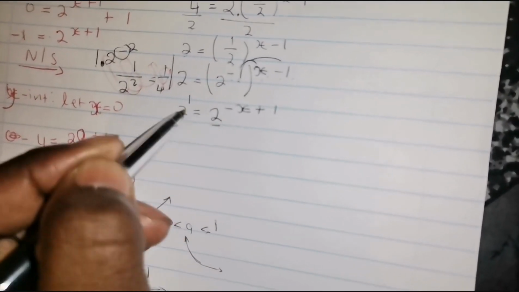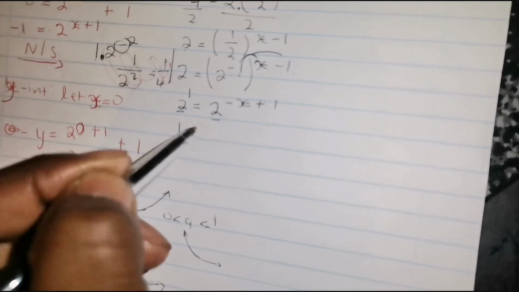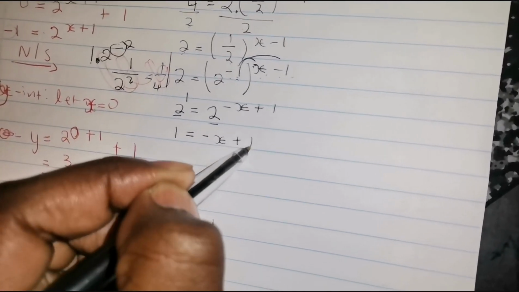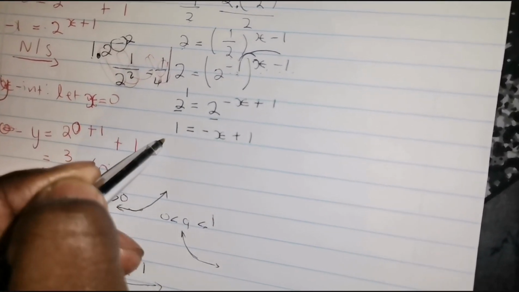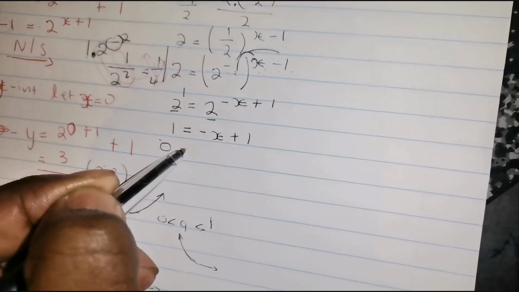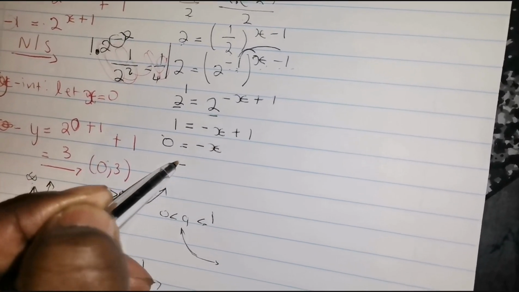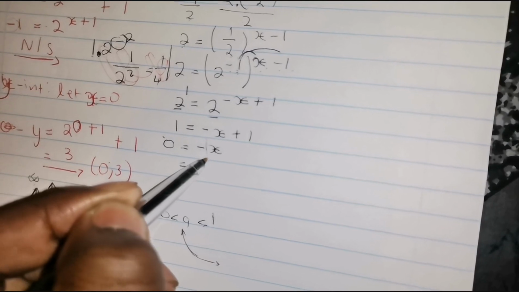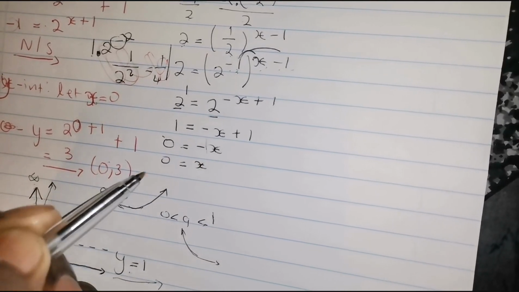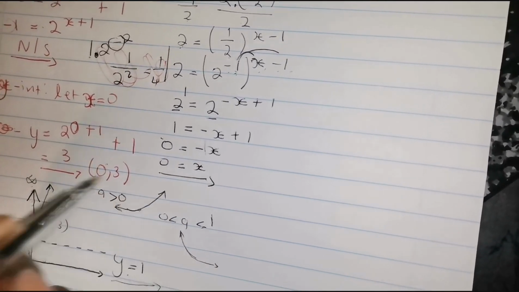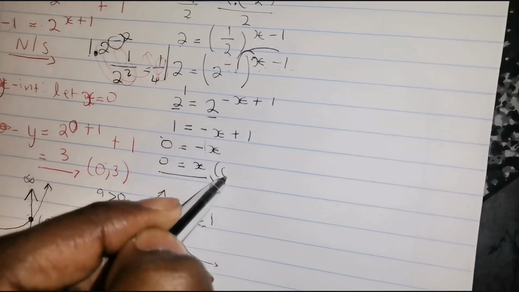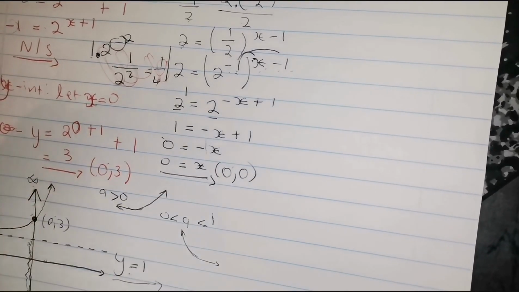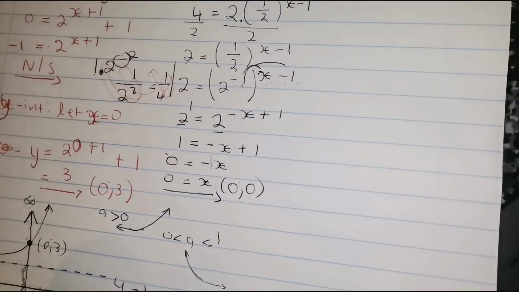Our bases are the same, so you equate the exponents. 1 equals negative x plus 1. We transpose this 1 to the side, so 1 minus 1 is 0. Then negative x is equal to 0, and we divide both sides by negative 1. x is equal to 0, since 0 divided by negative 1 is 0. Simple. The coordinates of the x-intercept are 0 and 0. Origin. Can you see, guys?